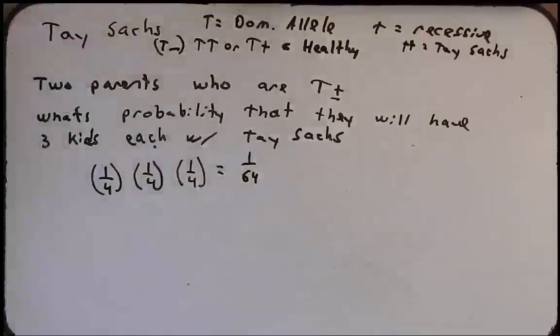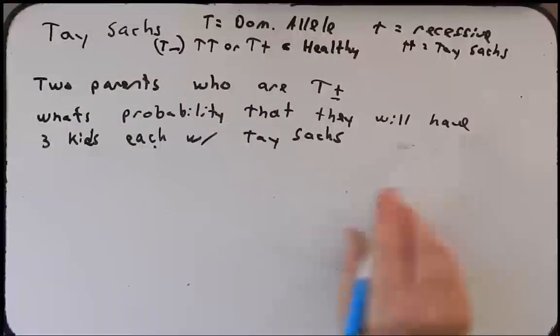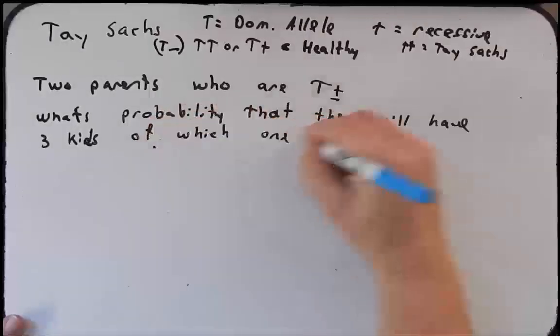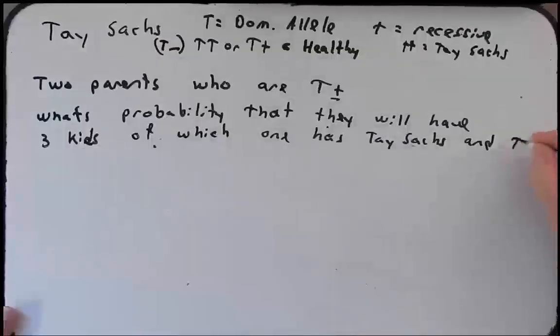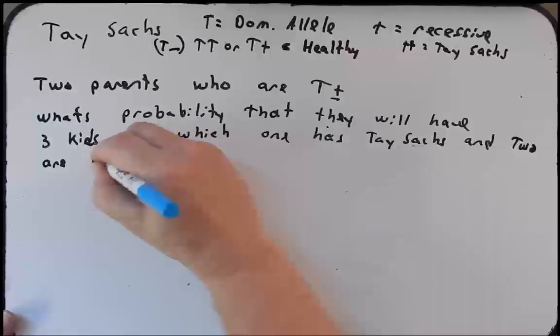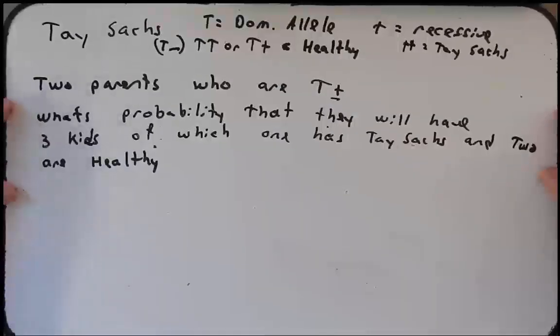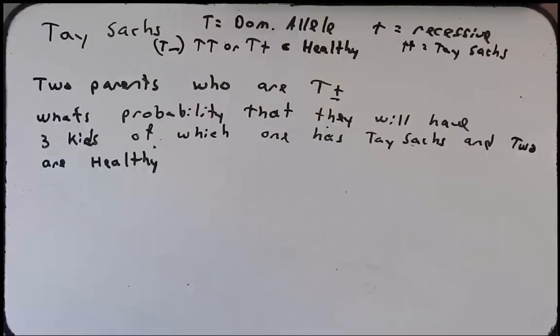Okay, let's make it a little bit more complicated now. And let's ask, what's the probability that they will have 3 kids, of which 1 has Tay-Sachs and 2 are healthy? To calculate this problem, we're going to have to apply both the multiplication and the addition rule. If you want to, you can hit pause now and see if you can calculate this on your own. And then come back and you'll see what the result is, see if you got it right.